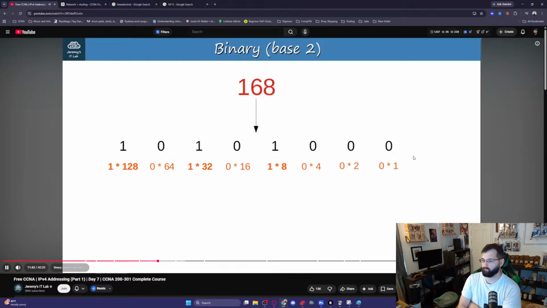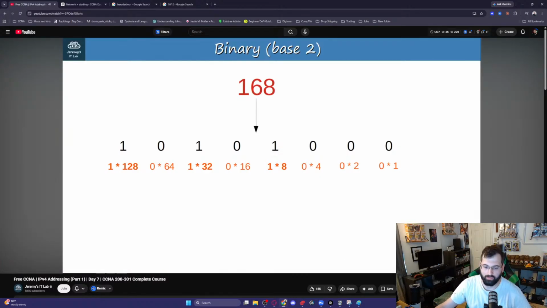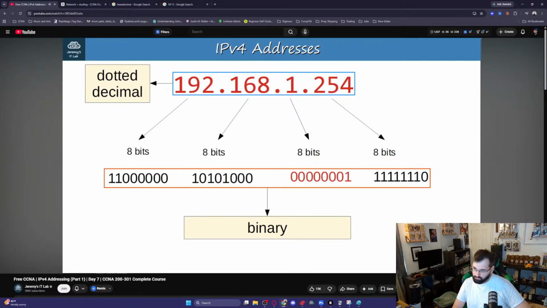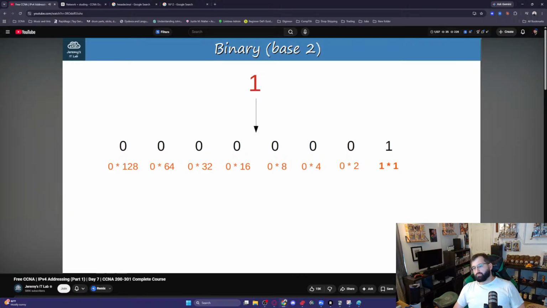101000 in binary means 1 unit of 128, 1 unit of 32, and 1 unit of 8. You add them together: 128 plus 32 plus 8 is equal to 168. Next up is 1, which is the decimal representation of binary 00000001. This is pretty simple. 1 is equal to 1 unit of 1.